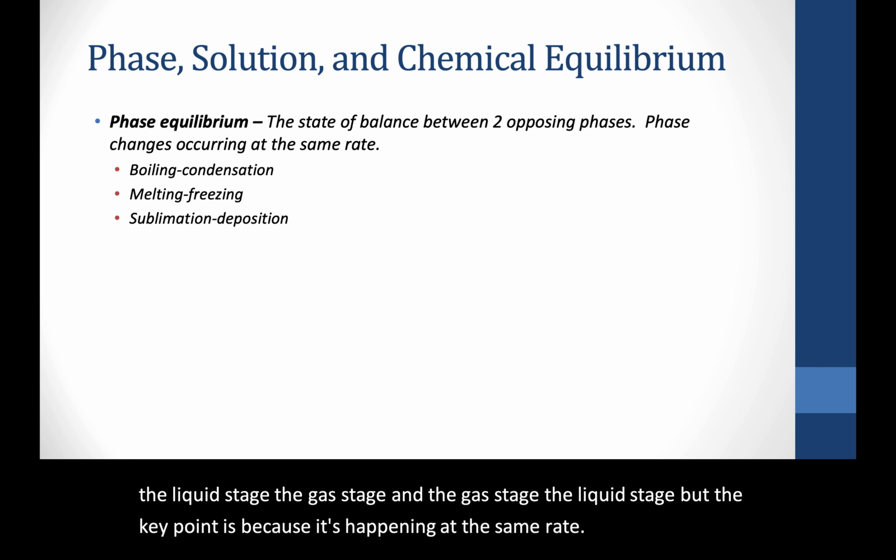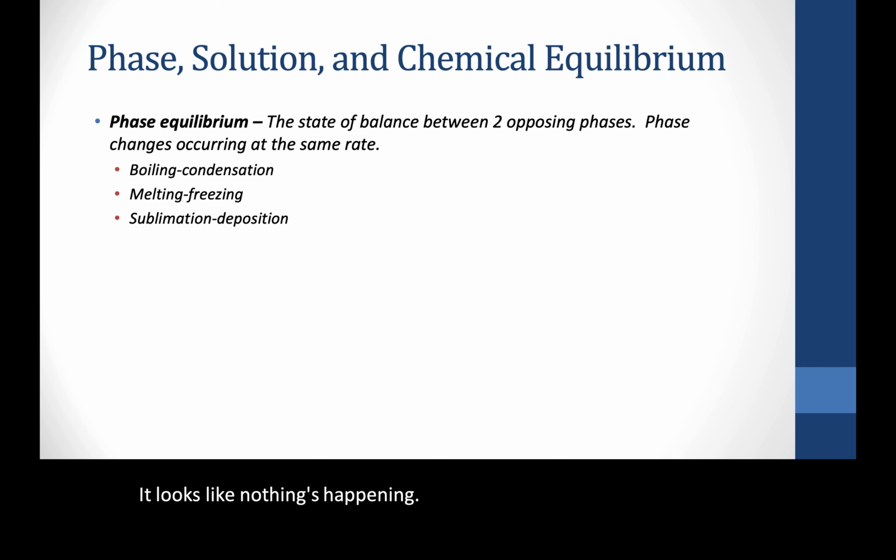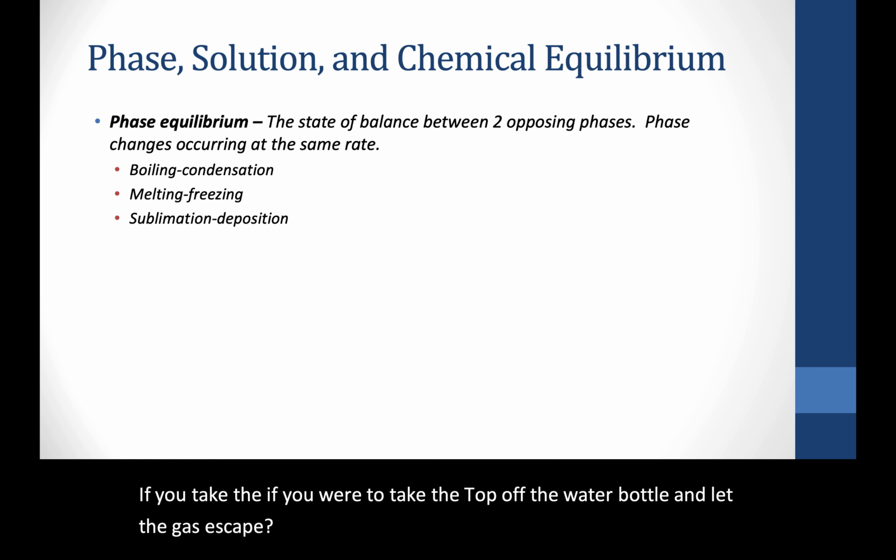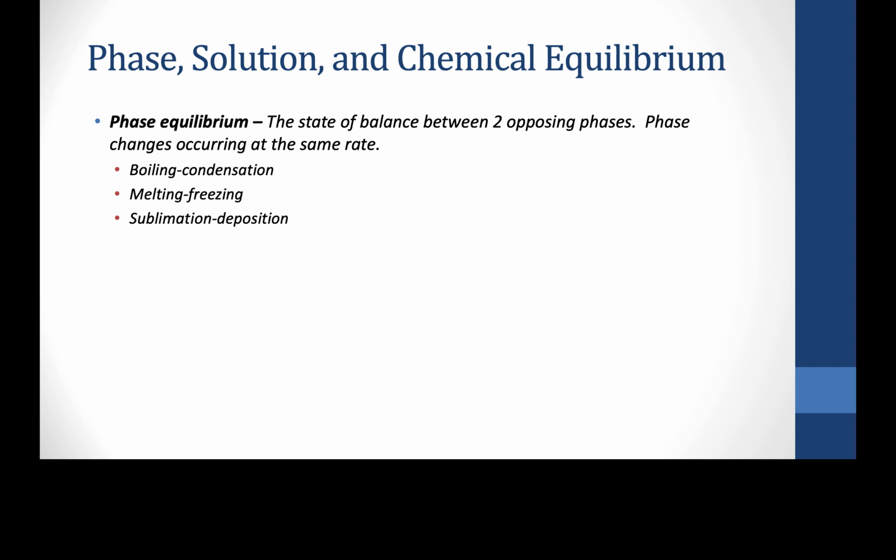If you were to take the top off the water bottle and let the gas escape, then eventually all the water would turn into gas and leave the system, right? That's not dynamic equilibrium, because the concentrations aren't remaining the same, right? You've opened up the system, you're letting the gaseous water, the water vapor, escape, so the liquid water keeps turning into water vapor, but the water vapor is escaping and it's not turning back into liquid water. So, right, you have to have a closed container.